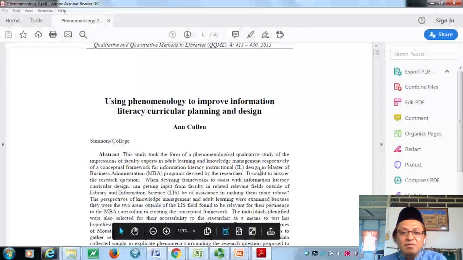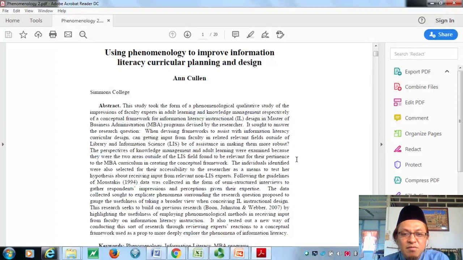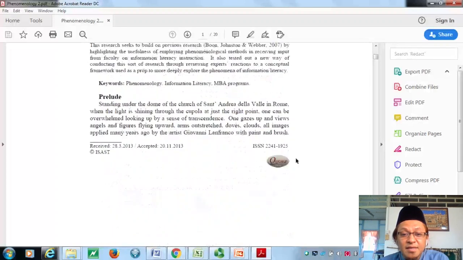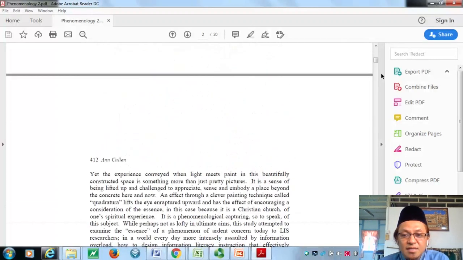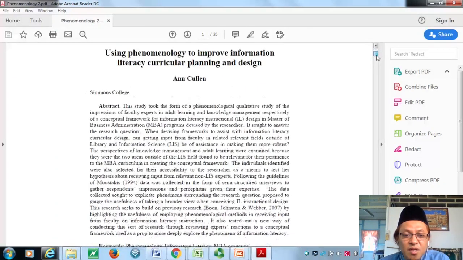Using phenomenology to improve information literacy curricula planning and design. Some of you are librarians and involved in information literacy programs in your library. So probably you can consider adopting phenomenology to come up with a study such as this one. These authors did a study using phenomenology.